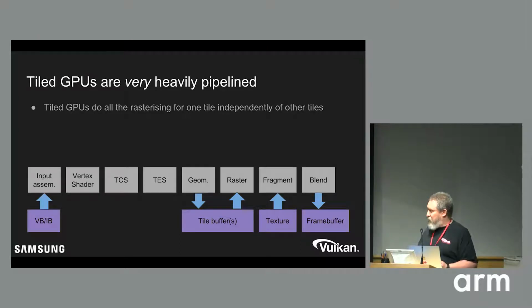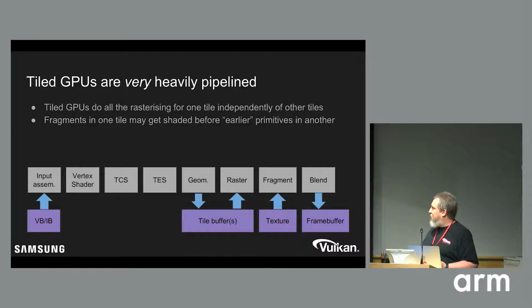Tiled GPUs, hopefully if you're here you know what a tiled GPU is, can be even more explicitly pipelined. So if you don't know what a tiled GPU is, ask the ARM people, but tiled GPUs do all of the rasterizing within one tile independently of what's going on in the other tiles. So particularly that means that if you're dealing with a primitive in one tile and you finish shading it and then you're working on the next primitive and so on, all of those may happen before the first primitive gets touched at all in one of the later tiles.